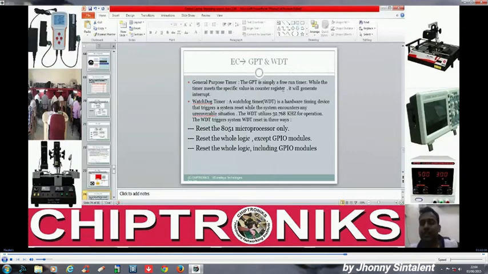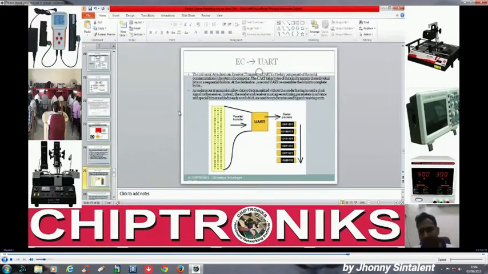The GPT is simply a free-running timer. When the timer reaches a specific value in the counter register, it will generate an interrupt. And a watchdog timer is a hardware timing device that triggers a system reset when the system encounters any unrecoverable situation. You can read it through and try to understand, and if somebody wants details, they can contact me personally. So we go to the next slide.